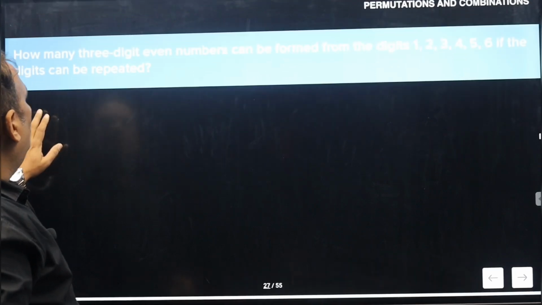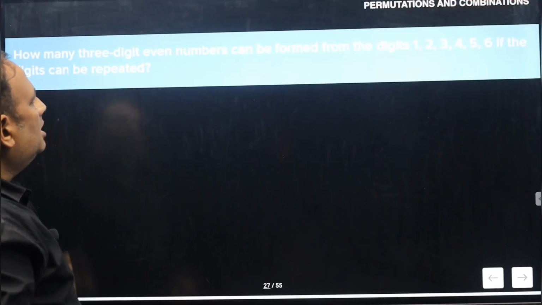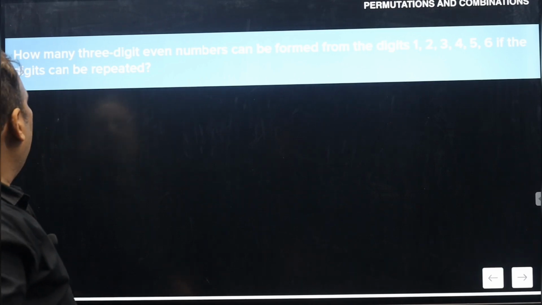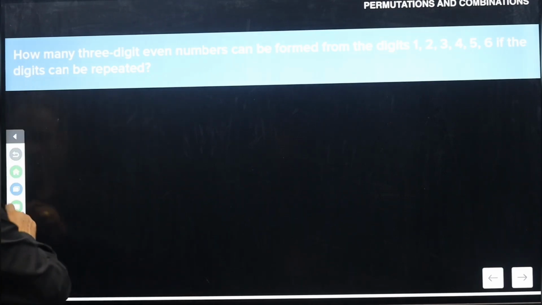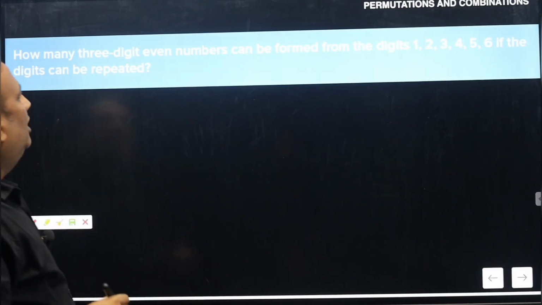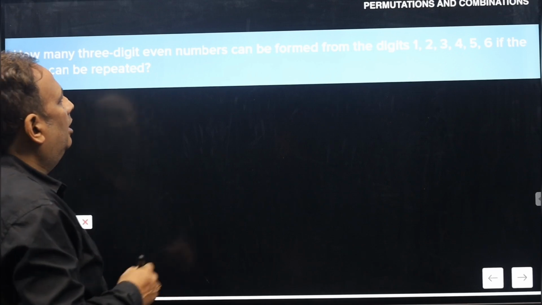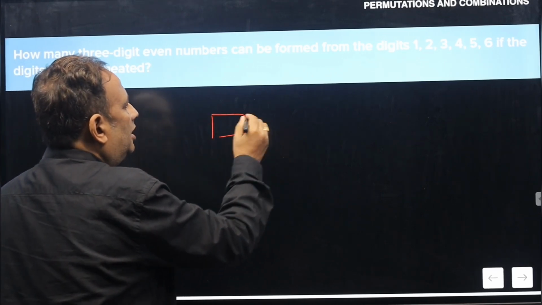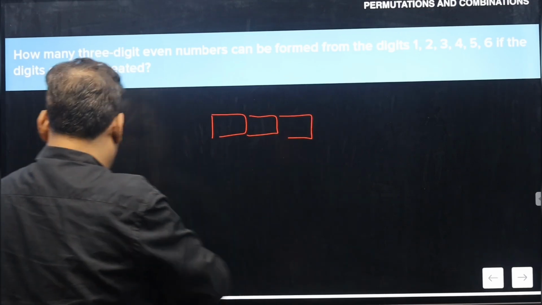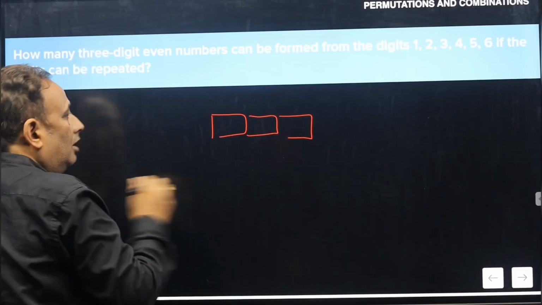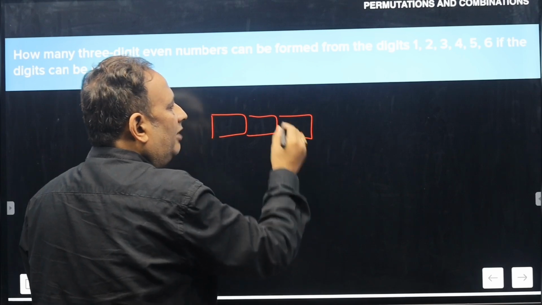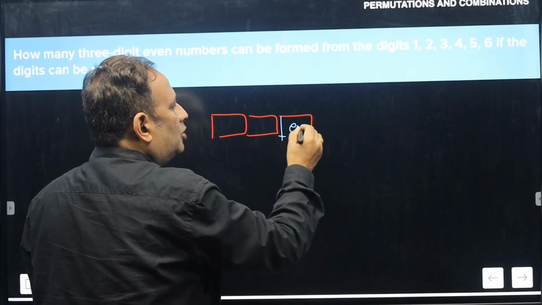Now here you can see the question: how many three-digit even numbers can be formed from the digits 1, 2, 3, 4, 5, 6 if the digits can be repeated? For three digits, we have to make three positions. For an even number, the unit place should be even.